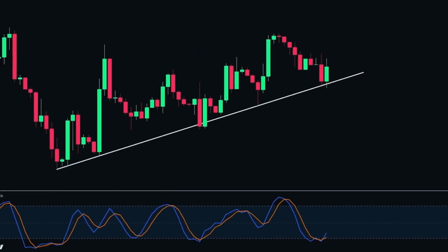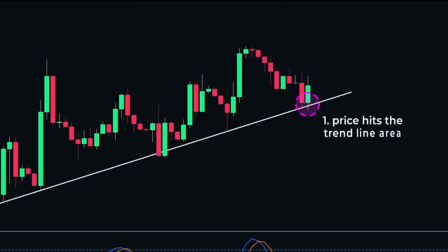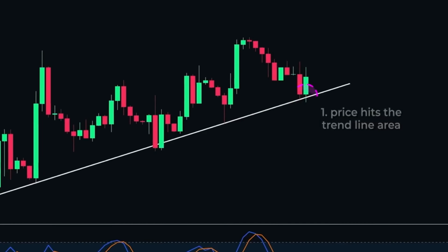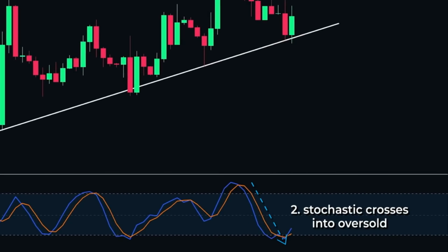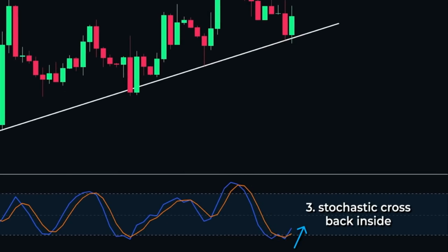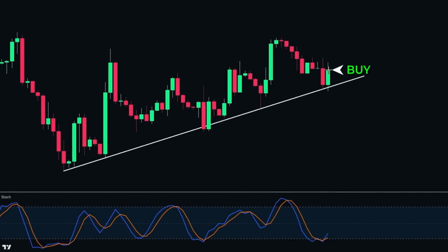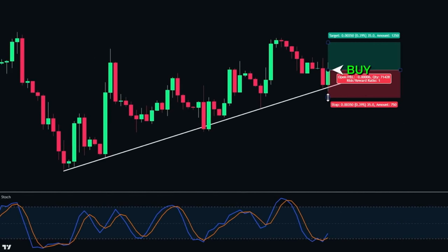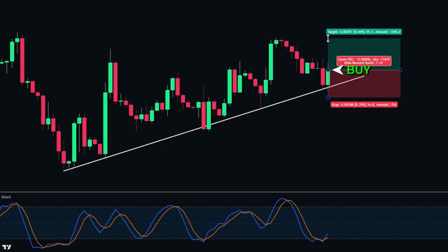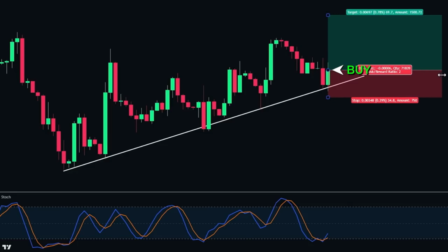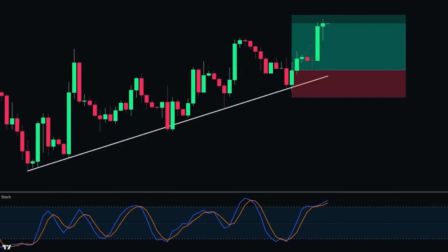So to recap, first, we want to see price approaching the trend line area. Next, we want to see the stochastic cross into oversold, then cross back inside again. Once these signals are met, I open a buy position. For the risk management, we set our stop loss slightly below the swing low in this area, and for take profit, we target 2 times the size of our stop loss. And as you can see, price bounced, hitting our take profit.